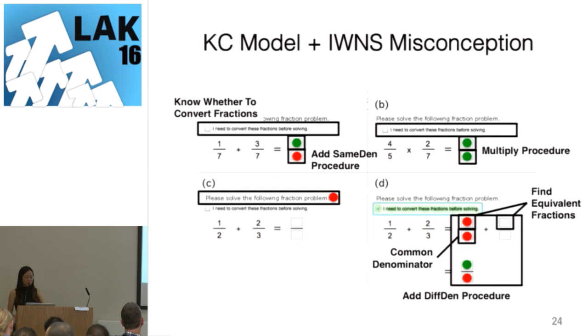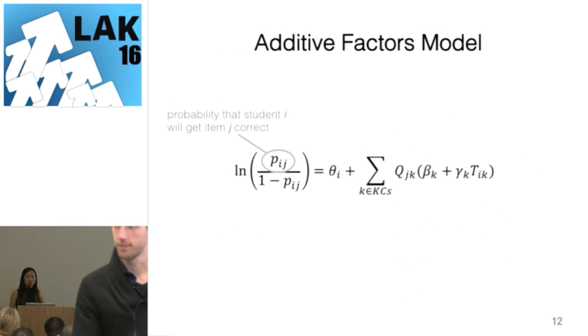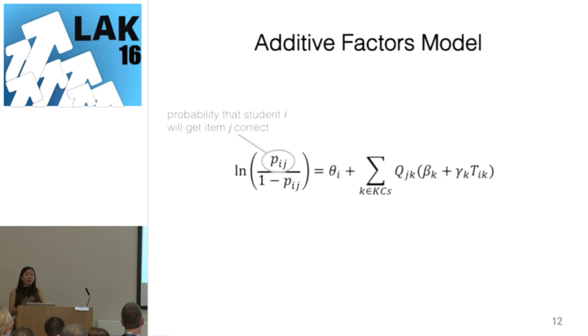So there's an example there. All right. So before I show you the modeling results, I'm just going to do a quick overview of the statistical model that we used in conjunction with this misconception KC modeling approach. So we use the additive factors model.